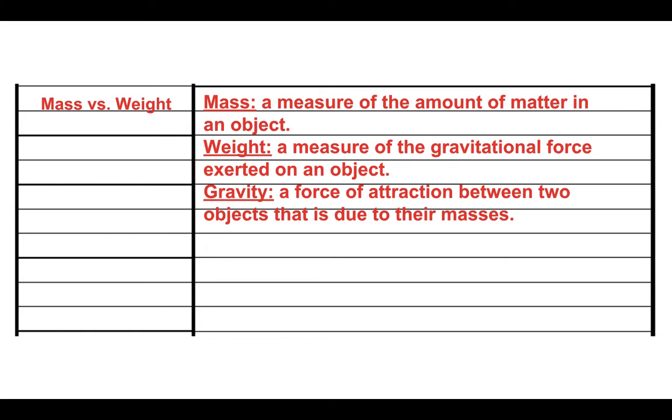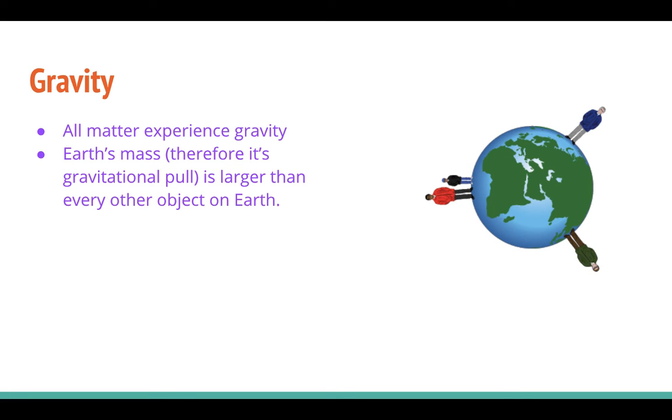Here are the definitions again. So weight depends on gravity. All things that have mass, all matter, experience gravity. The Earth's mass, and therefore its gravitational pull, is larger than every object on Earth. So we're all being pulled downward because of the gravitational force between us and the Earth. The Earth rotates around the sun, being pulled by the sun because of the mass of the Earth and the sun and the distance between the Earth and the sun.